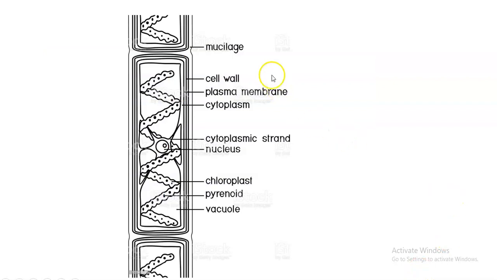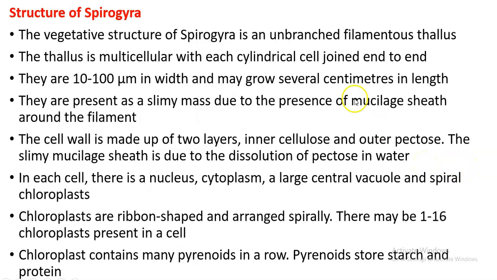Yet another filamentous structure, you can easily make by seeing this kind of simple picture. The structure of Spirogyra I have already explained everything, I guess. Then one more thing, it is actually around 10 to 100 micrometer in width.